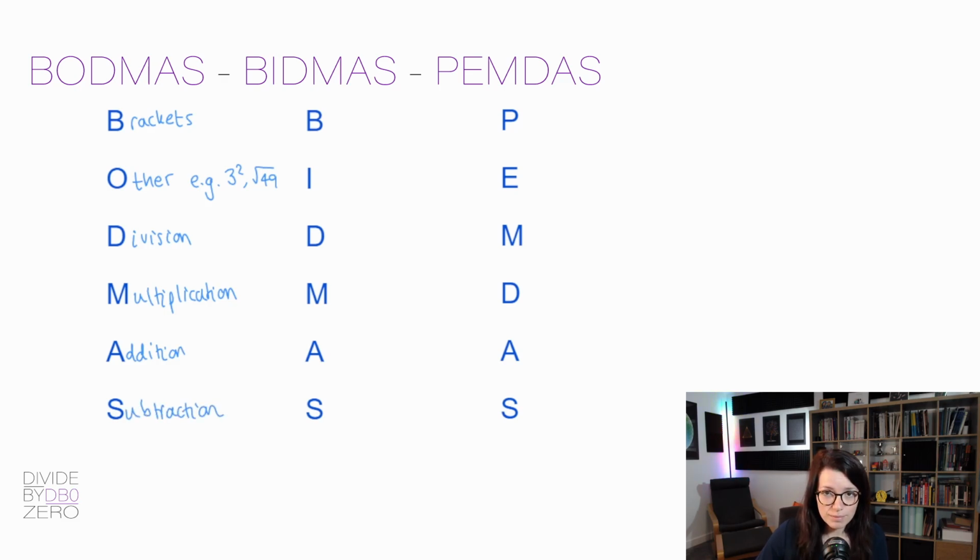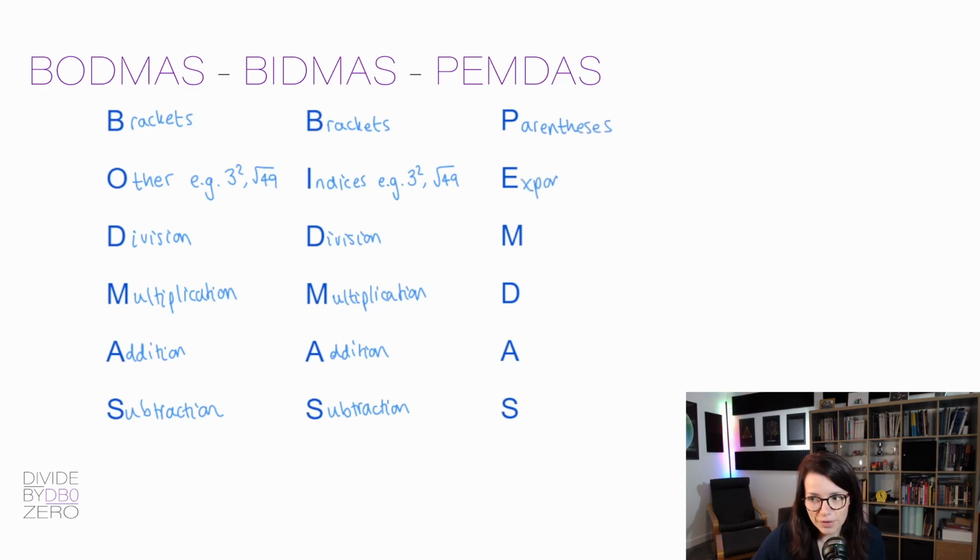In BIDMAS, it's pretty much the same. The only difference is the I. So we've got brackets, and then the I stands for indices, which again refers to doing things like squaring numbers or square rooting numbers. And then the rest is the same. For PEMDAS, some of the words are different. So the P stands for parentheses, which is another word for brackets. E stands for exponents, again referring to the same thing. So squaring numbers, cubing numbers, square rooting. And then we've got multiplication, division, addition, and subtraction again.